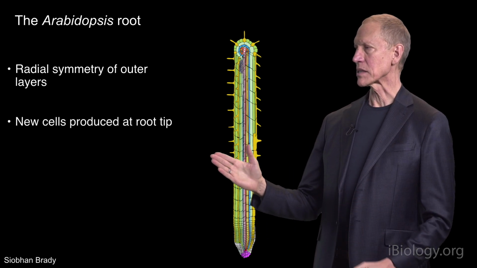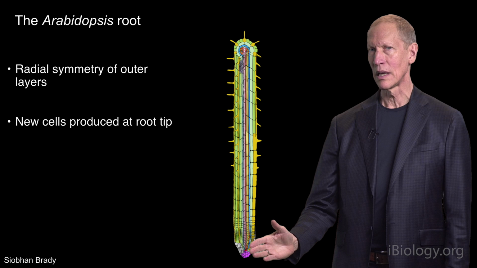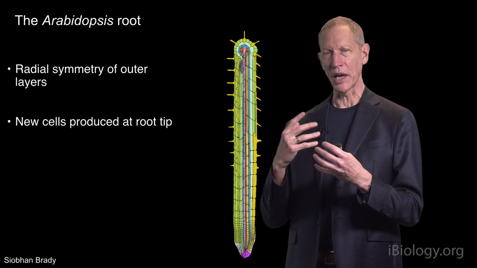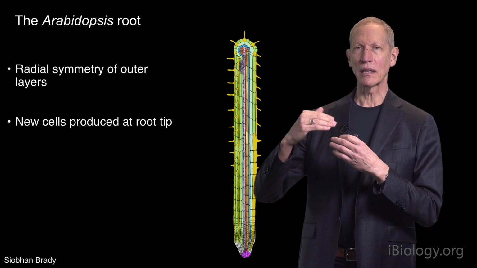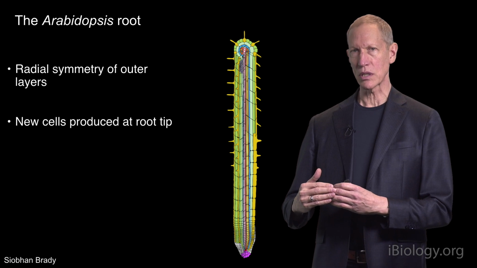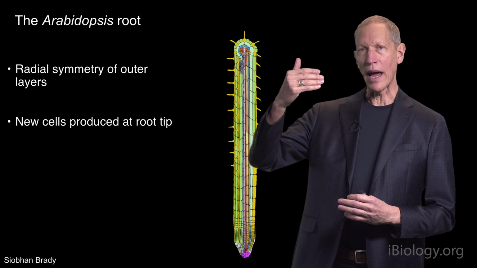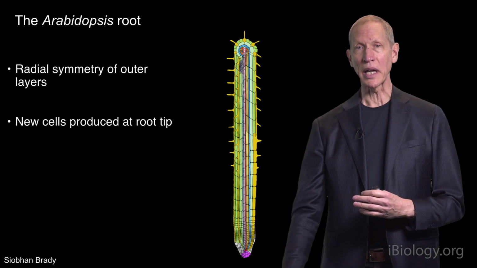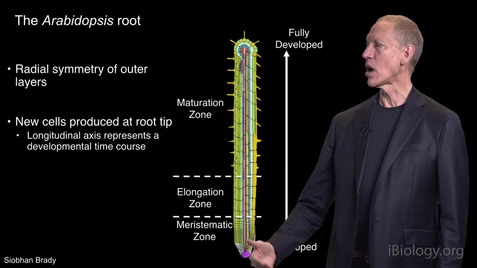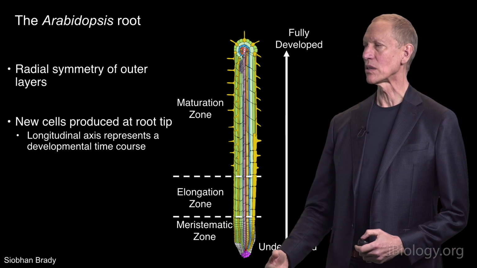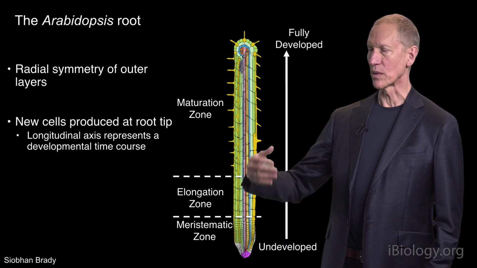On the longitudinal axis, new cells are all made at the tip of the root in the stem cell population right here. And because cells don't move in relationship to each other, after the stem cell divides, that's going to make another cell, another cell, another cell from those divisions. And the cells in place are going to differentiate as the root elongates. And what that means is that this longitudinal axis is a developmental time course. The youngest cells are at the tip of the root, older and older cells as you go up the root.